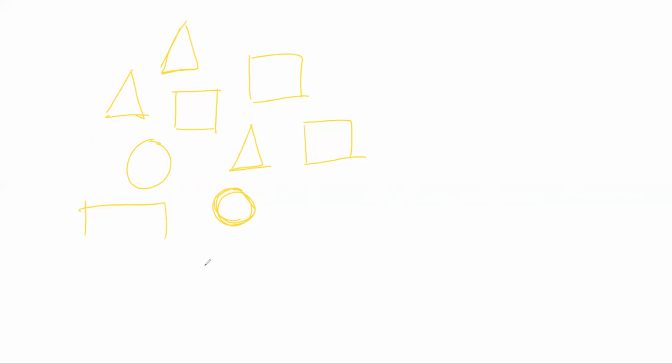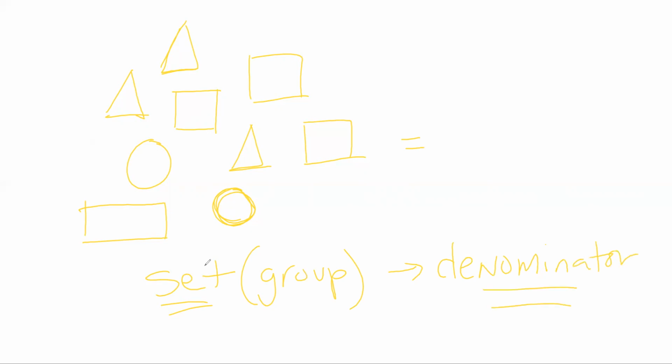Let's do a big old rectangle. Okay, so let's just start there. So here's my set, right? Here's the set. Here's the group of things. And the first thing I need to figure out is, what's my denominator? All right, we're going to push that word today, denominator. So again, that's the total in the set. That's all of it. So we're going to need our little fraction line here.